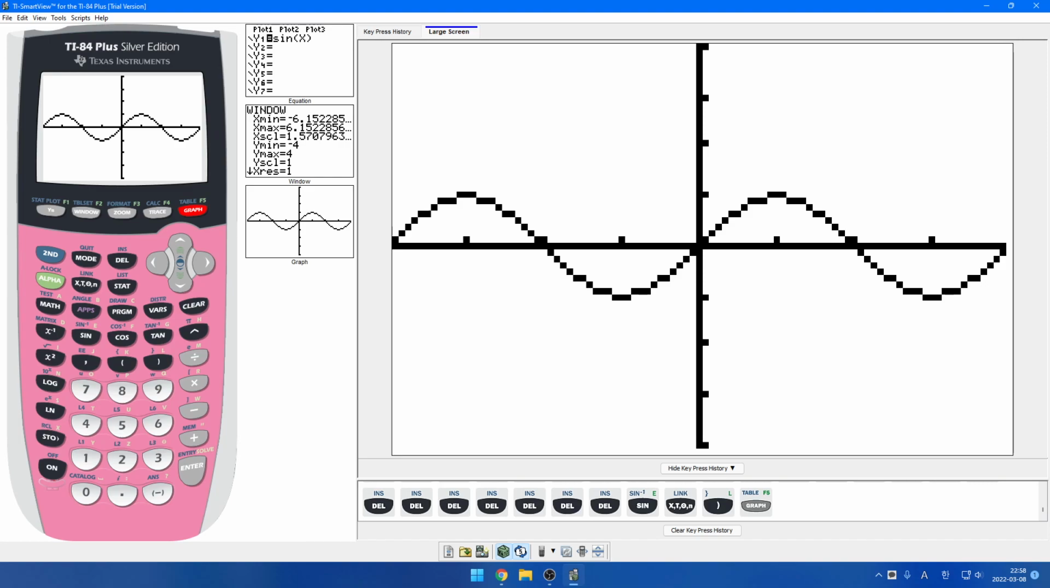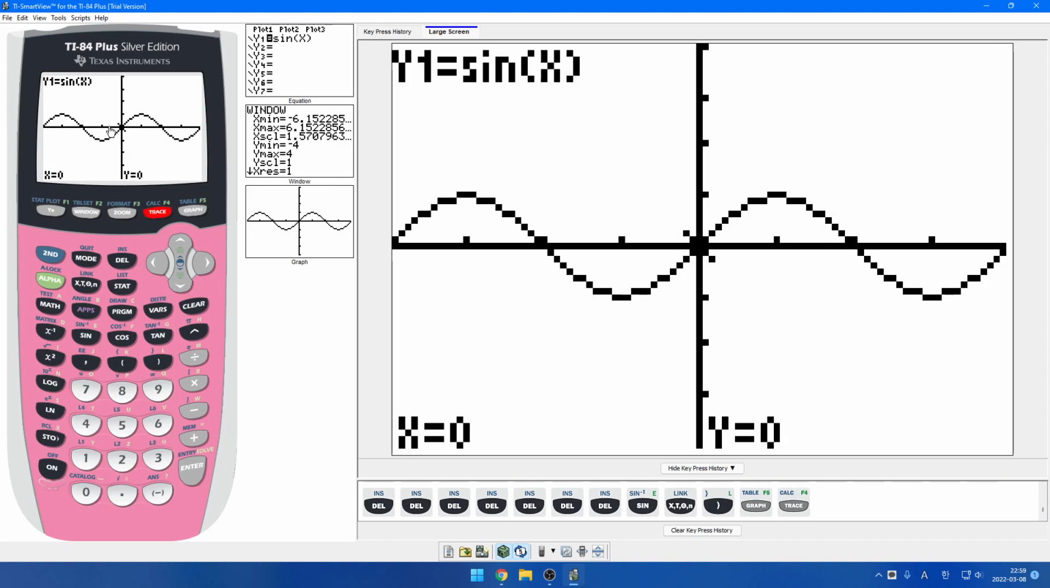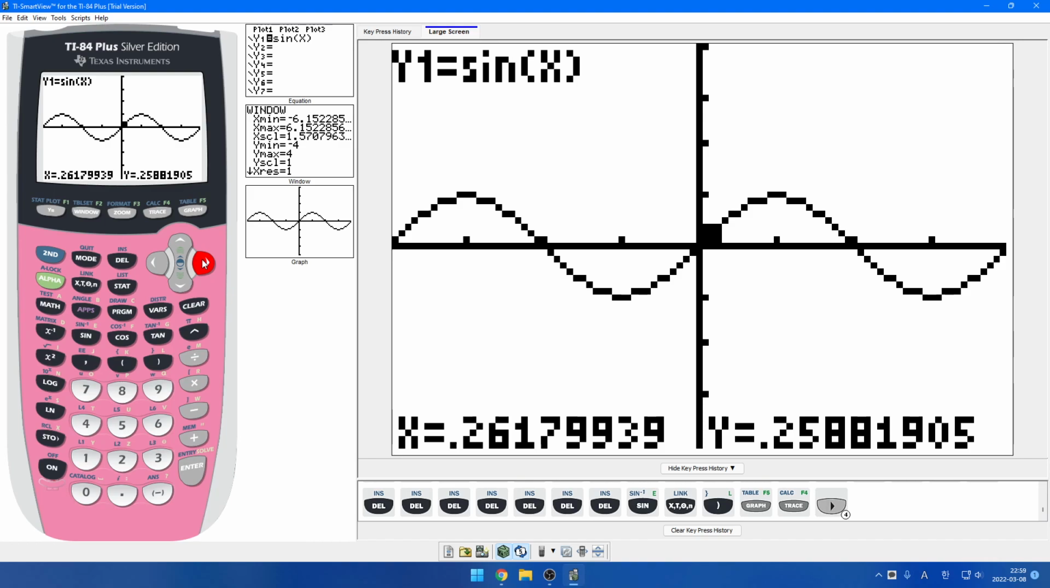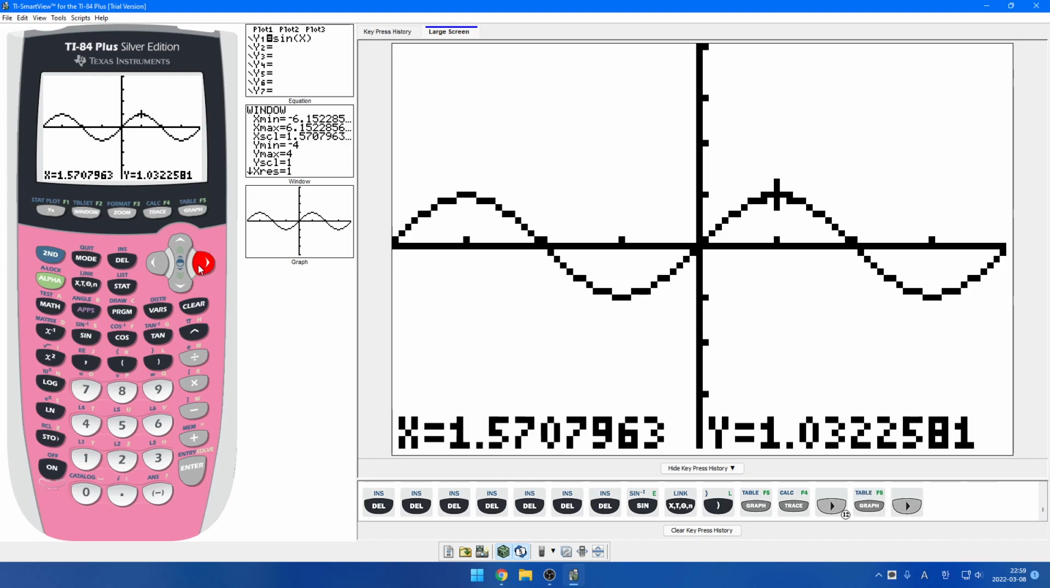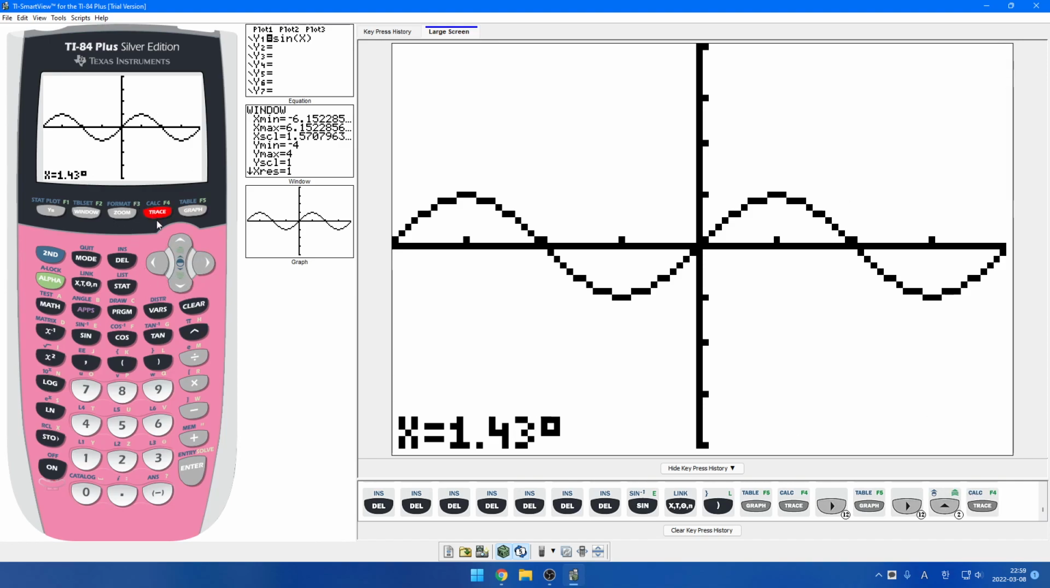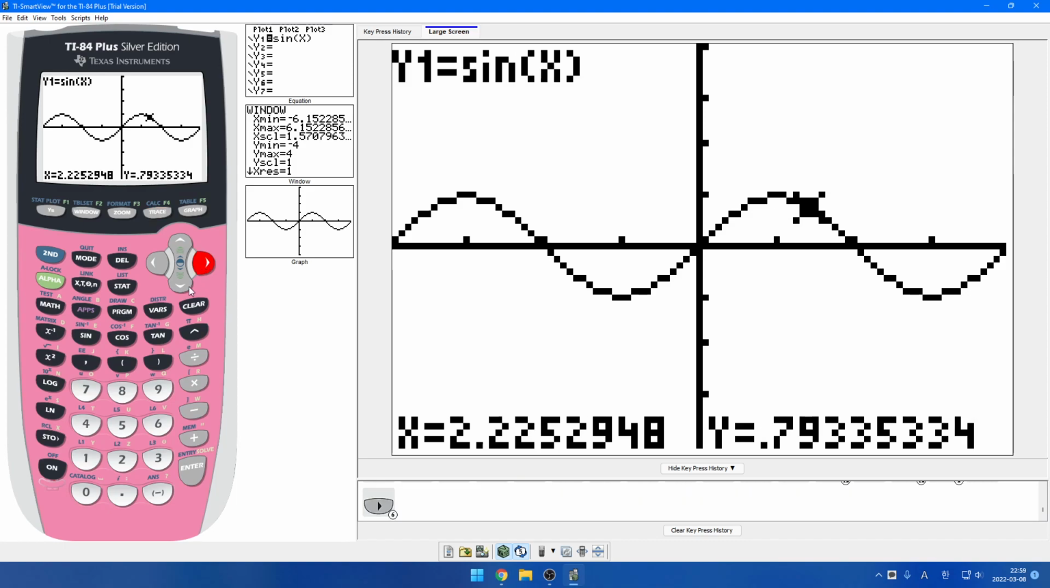Next, let's look at the trace. If you press trace, it creates a cursor on the function, and as I move my arrow key, I can see that the cursor follows the function. If I don't have the trace, then my cursor is just floating off the function, which might not be so useful. So that's why we use trace if you want to trace the function.